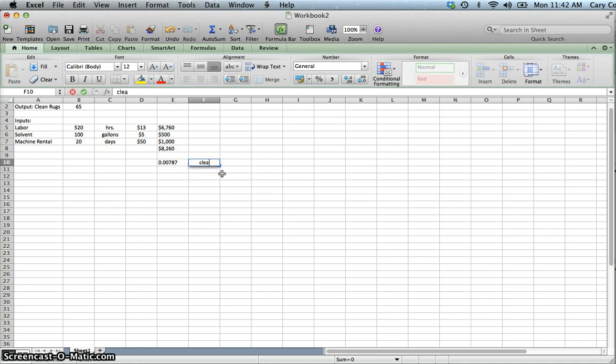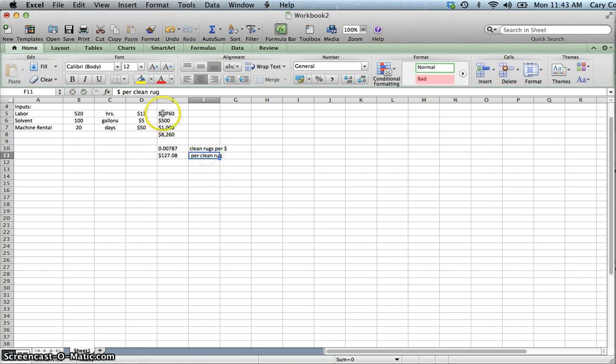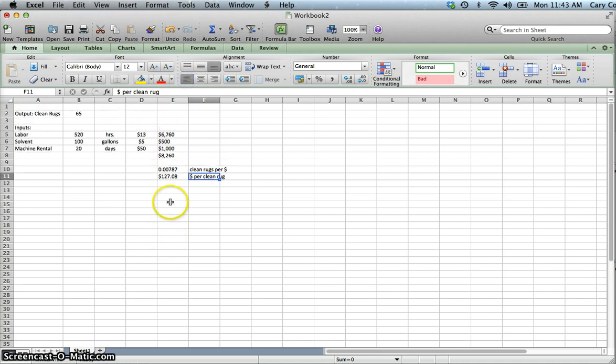And remember, the label here is clean rugs per dollar. Now it gets kind of funny with multi-factor in that you get these very small numbers, 0.00787 of a clean rug per every dollar of input. So sometimes it is better to flip those. So we'll do the inputs divided by the output and flip those, and then we can say here that it's this amount of dollars per clean rug because we flip that. So we know that every clean rug takes about $127.08 of inputs to equal a clean rug. So that's how we do multi-factor.